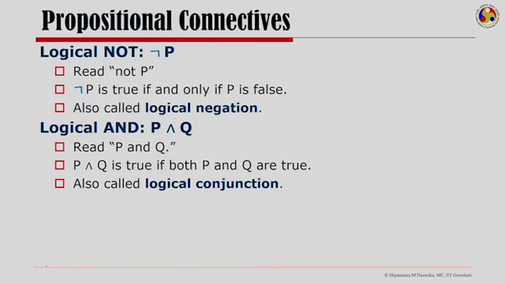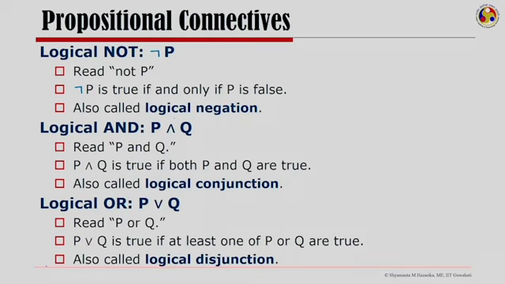The third of the propositional connectives is the logical OR, read as P or Q. P or Q is true if at least one of P or Q is true. Logical OR is also referred to as logical disjunction. The OR that we are talking of here is an inclusive OR. That is, it is true if at least one of the operands is true.